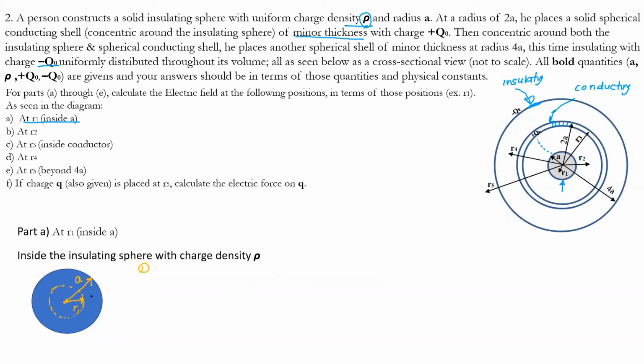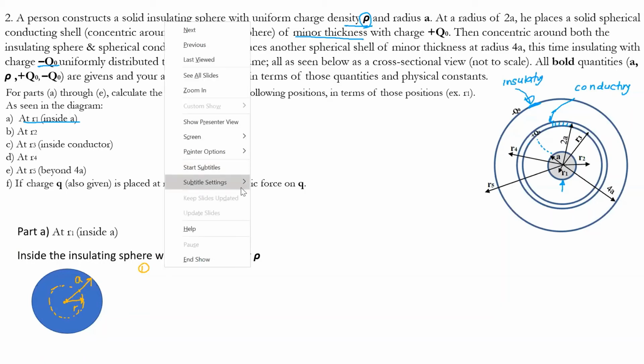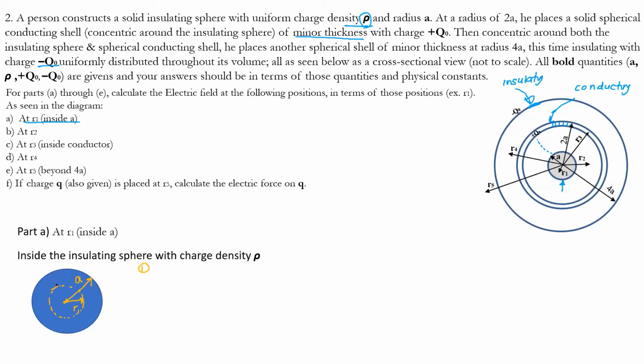Okay. So you have to tell me if each step is clear. If any of the steps are not clear, just tell me. So I'm going step by step again. The first step is to draw the Gaussian surface. Are we okay with that step? Are you okay with my Gaussian surface?